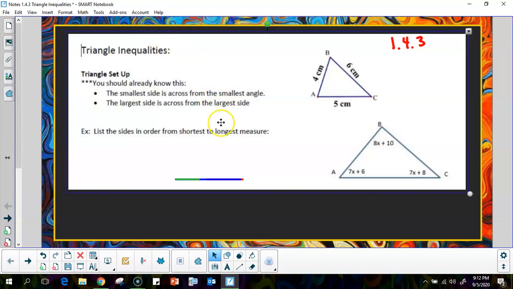So just to set this up, let me grab my pen again. It says you should already know this. I'm assuming this is an 8th grade math concept or a Math 1 concept, I'm not sure. But the smallest side is always across from the smallest angle, and the largest side is across from the largest angle. What that means is this. I've got three different side lengths here: a 4, a 5, and a 6 centimeter. The angle across from the 4 is going to be the smallest angle in the triangle, because this is the shortest side. So this red side and this red angle are the shortest and smallest.